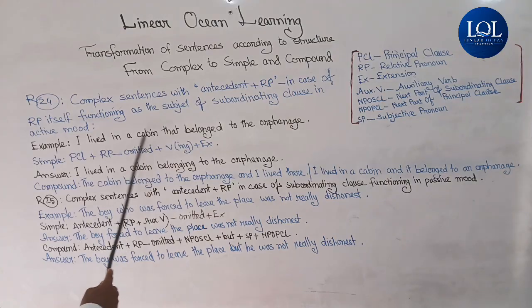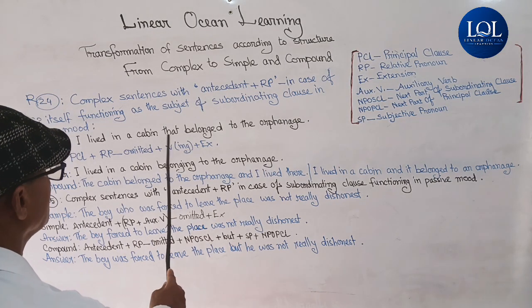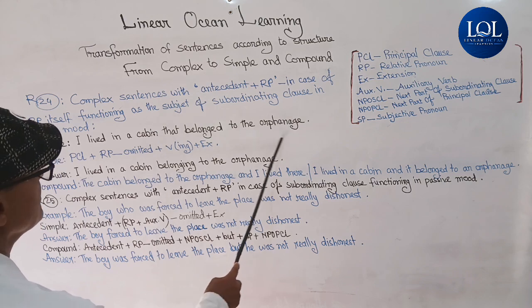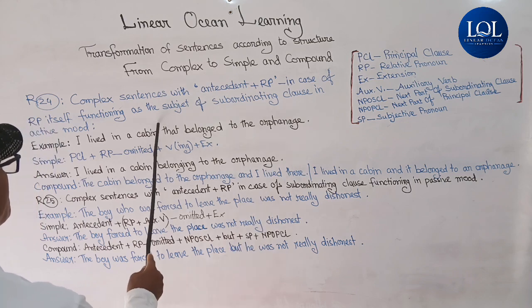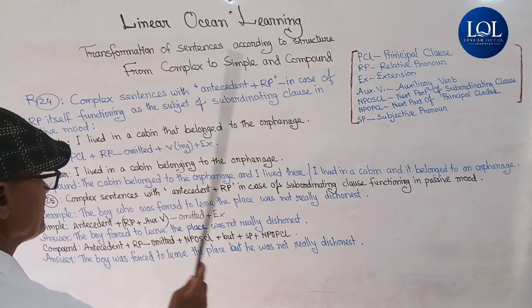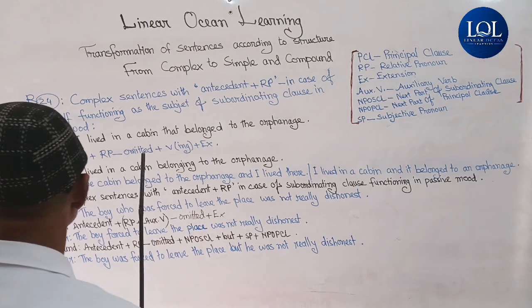I lived in a cabin, this is principal clause. That belonged to the orphanage, this one is subordinating clause, and obviously it is an adjective clause. That belonged to the orphanage, this is subordinating clause, and at the same time an adjective clause.